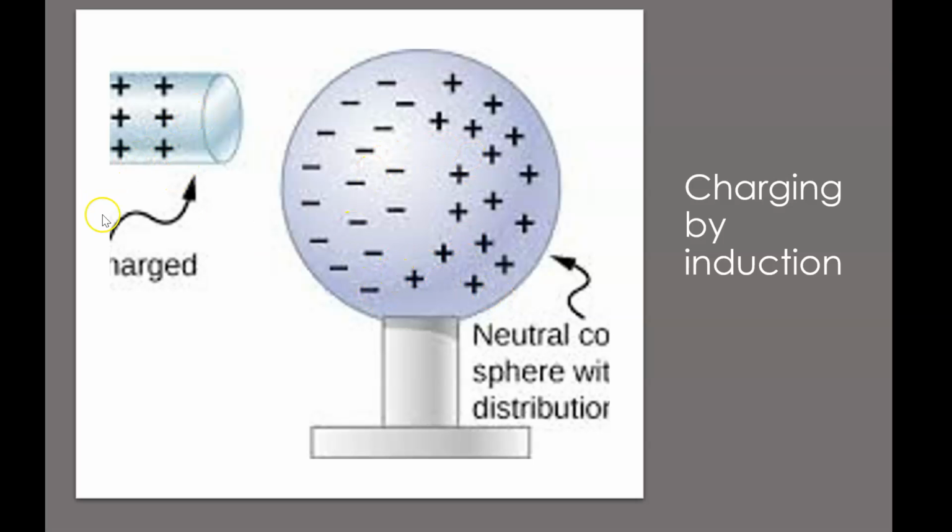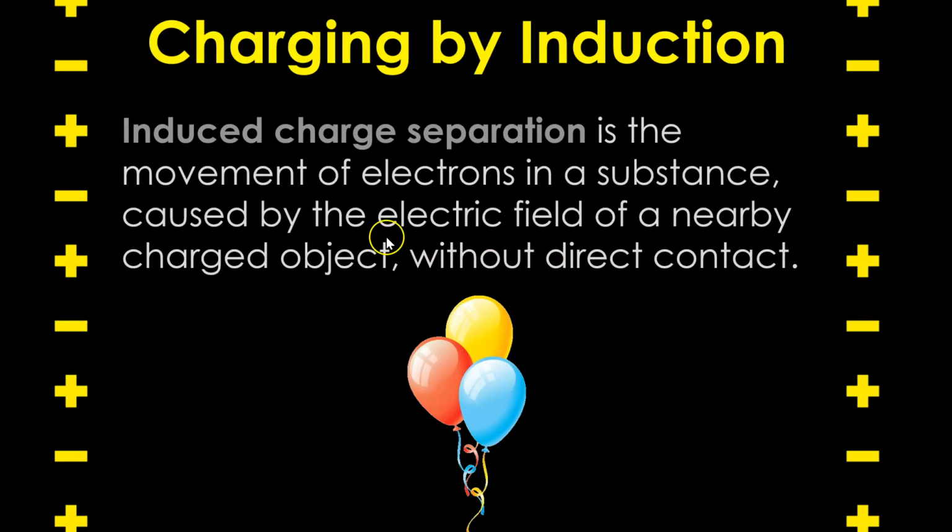If you take away that rod, the electrons will scatter themselves around more evenly again. Okay, and that's what charging by induction is. So induced charge separation is the movement of electrons in a substance caused by the electrical field of a nearby charged object without direct contact. That's why the electric field of objects is very important for this whole concept of electrostatics.